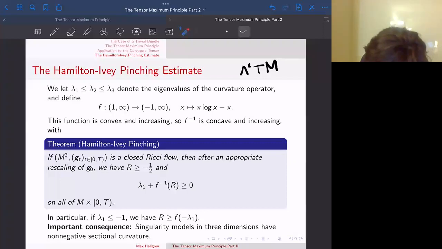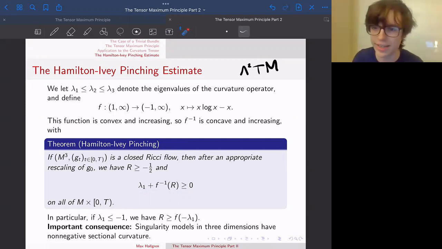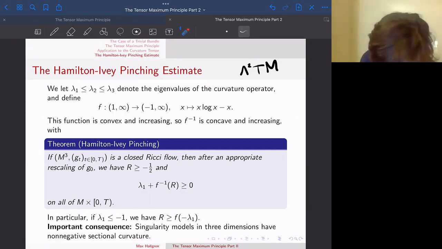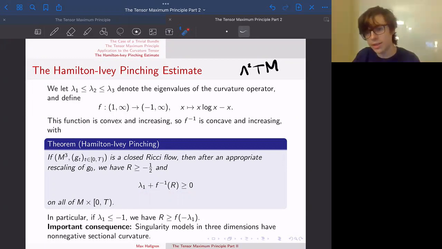Okay, and so with this, we can now state Hamilton-Ivey pinching. So this is a little bit different from the version that's usually stated in the literature, because this doesn't have time explicitly appearing here. But this is really sufficient for most applications to at least Ricci flow in 3 dimensions, if you're just interested in finite time singularities. Okay, rather than long-term behavior of solutions which exist for all positive time.